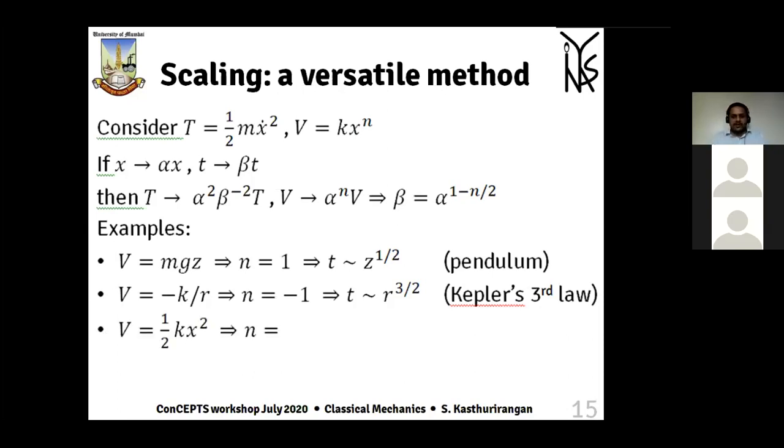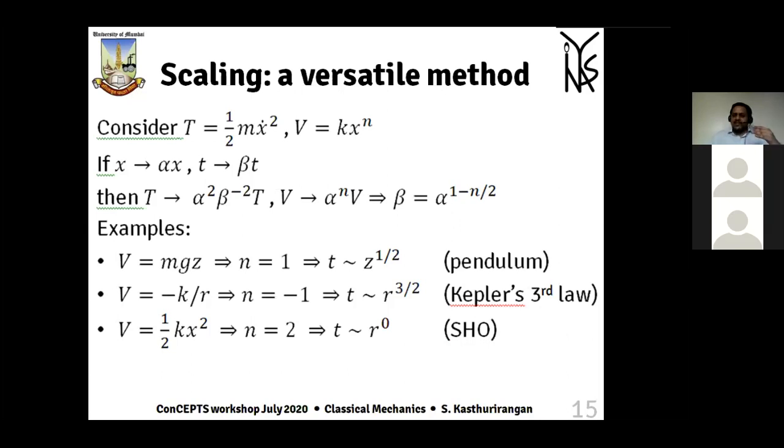Similarly, consider the simple harmonic oscillator. V is proportional to half k x square. Again, here n is equal to 2. And if you substitute n equal to 2, you get beta is alpha to the power 0, which means that the time scale won't be related to the distance scale at all, which we know very well. For a simple harmonic oscillator, the time period doesn't depend on the amplitude at all.